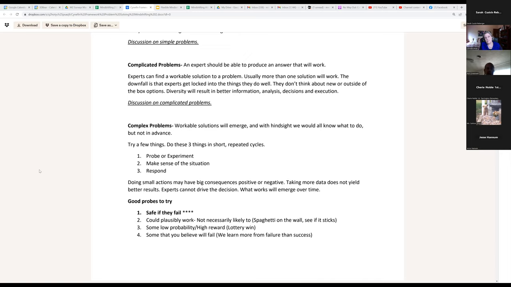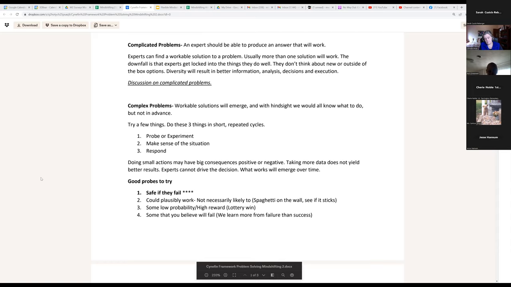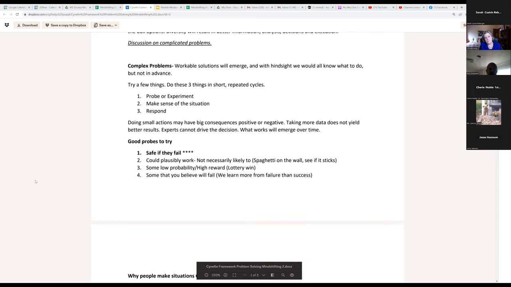Doing small actions may have big consequences. They could be positive or negative. And taking more data does not yield better results. Experts cannot drive the decision, and what works will emerge over time with complex problems. Good probes to try: I listed four that I felt would be really good ones. So I think that's a manageable chunk too.